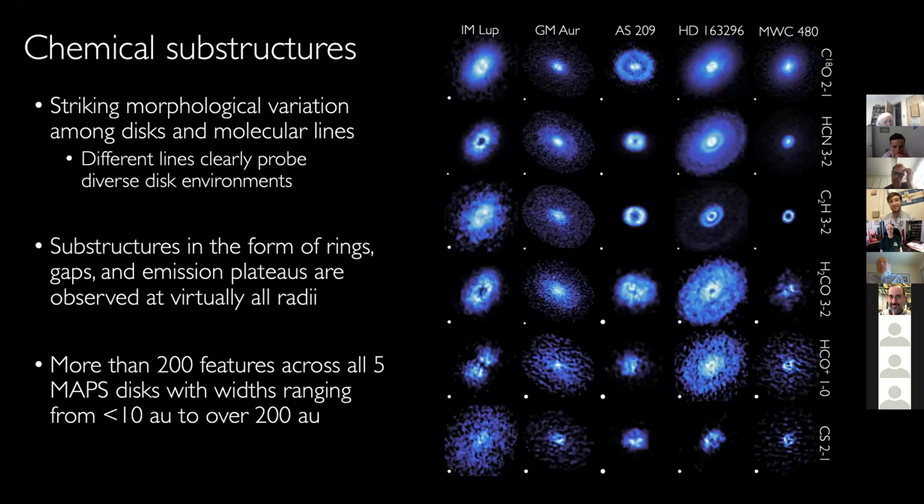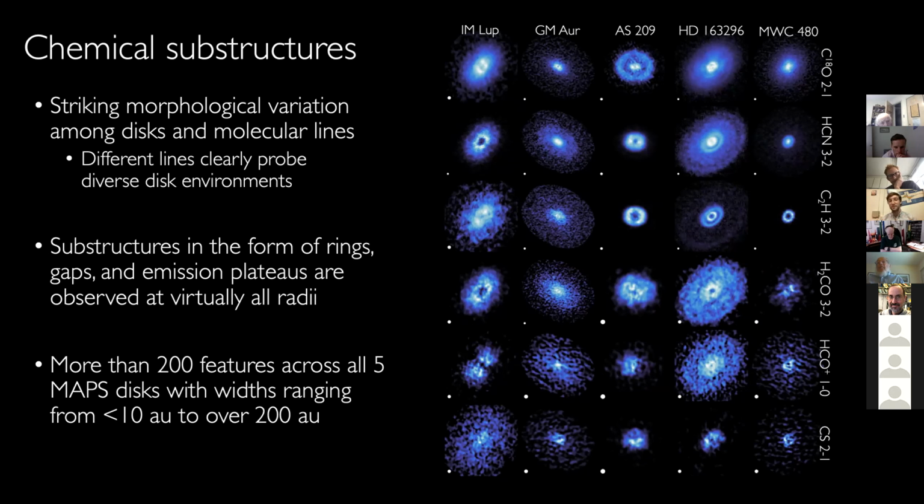So let's jump to some results. The short answer is yes, there are plentiful chemical substructures. Here to the right is actually only a small sample of the data that we have. These are the emission from 6 different molecules, just selected to provide a representative sample. Each row is a molecular transition, and each column is a particular disk. Just glancing at this quickly, what you immediately see is a striking morphological variation, both among different disks and different molecular lines. We see that substructures in the form of rings, gaps, and emission plateaus are observed at virtually all radii where we detect line emission in these disks.